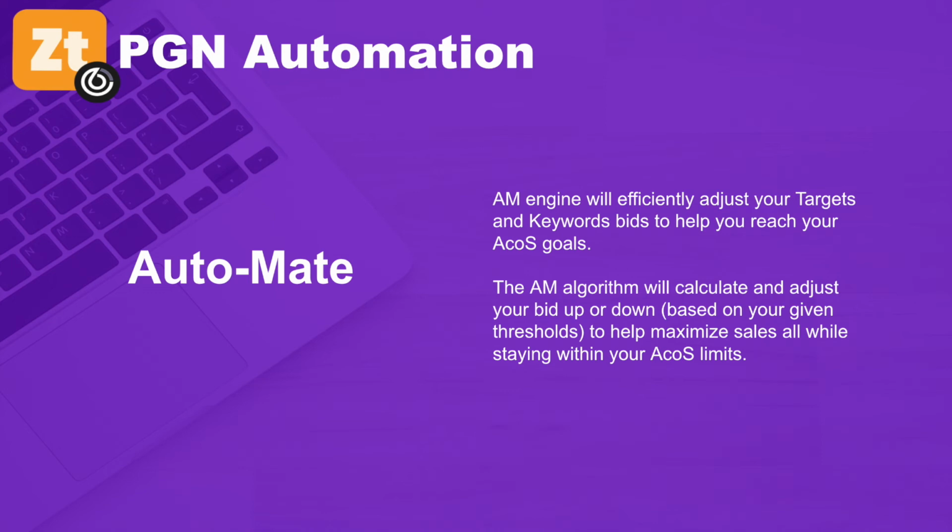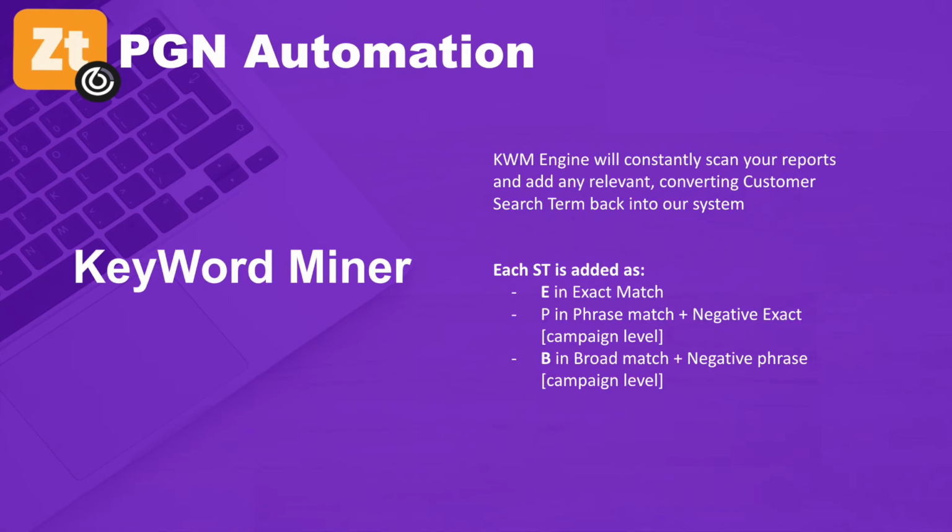AM engine will efficiently adjust your targets and keyword bids to help you reach your ACOS goals. The AM algorithm will calculate and adjust your bid up or down, based on your given thresholds to help maximize sales, all while staying within your ACOS limits. Next, the Keyword Miner engine, which will constantly scan your reports and add any relevant and converting customer search terms back into our system. This will organically grow your campaigns in a controlled, 100% automated environment.